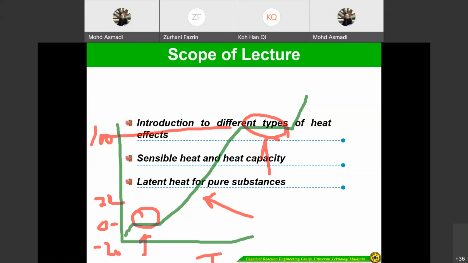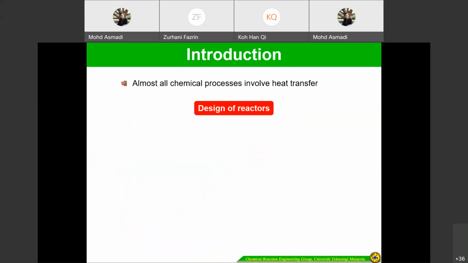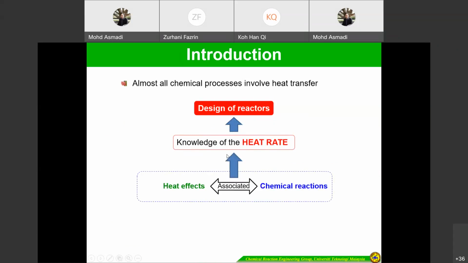Okay, so let's see for the pure substance. I think all of you know that chemical processes involve heat transfer. What else? A reactor, right? A distillation column, separators, right? So they involve heat transfer. In the pipeline also there's heating and cooling. So for example, if you want to design the reactor, you have to know the knowledge of heat transfer.